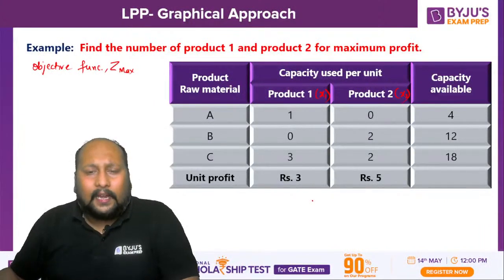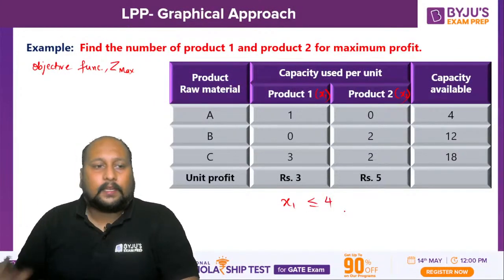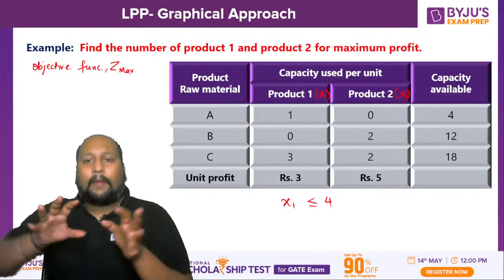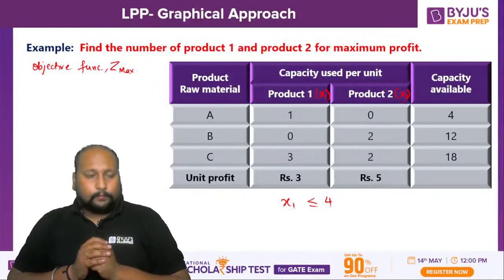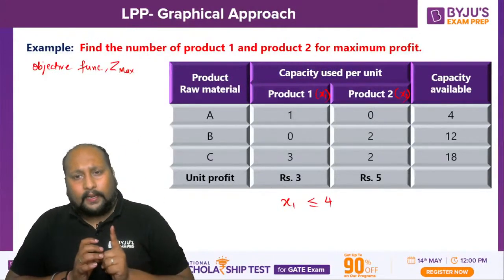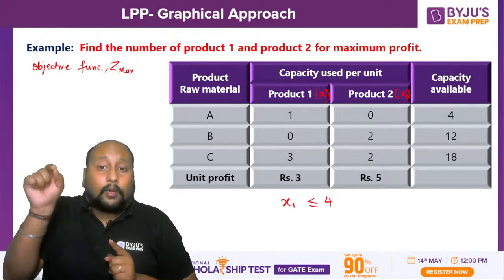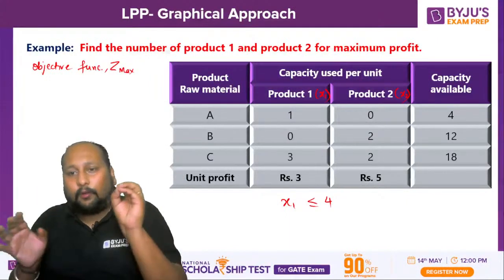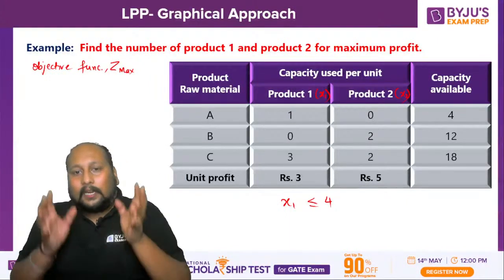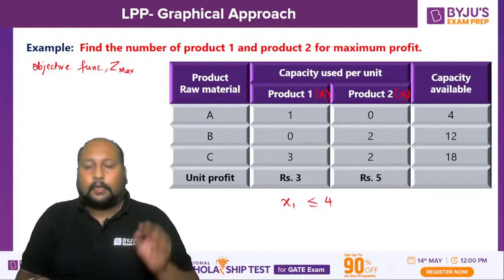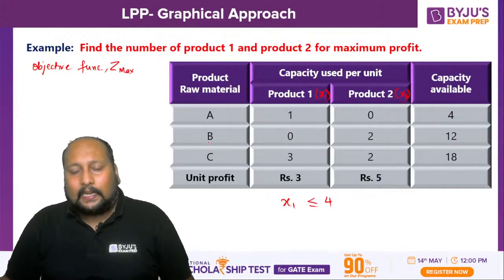So can we write an equation like this? x1 should be less than or equal to 4. This is the first constraint we have defined. If I want to manufacture 1 unit of x1, it requires 1 unit of raw material A, and product 2 requires 0 units of raw material A, and the total capacity available is 4 units. So can we not say the number of units for product 1 should be less than or equal to 4, right? Okay, let us talk about the second constraint.